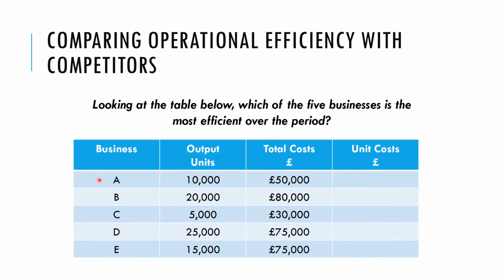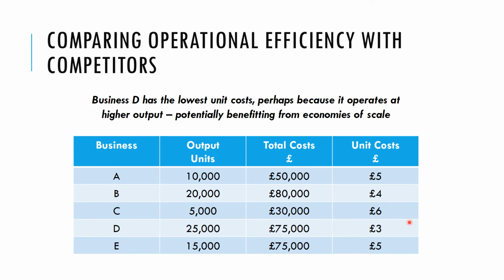Here we have 5 businesses, A to E. We have the units produced, and we have the total cost of producing those units. And so which of these 5 businesses would we say is the most efficient? Which has the lowest unit costs? You can pause the video now, have a quick go at the calculations, and see which business is the most efficient. Well, performing the calculation of total costs divided by total output, we get the following unit costs. And from that we can make a comparison and say that D is the most efficient business because it has the lowest unit cost. Perhaps because it produces the most units. And we'll look at that concept next.